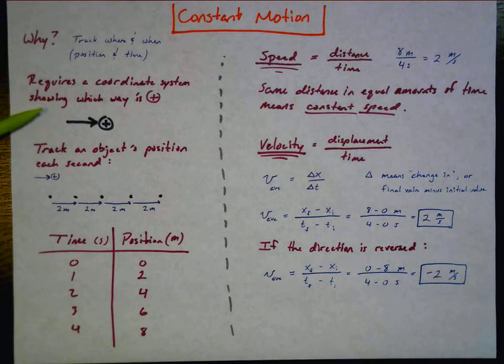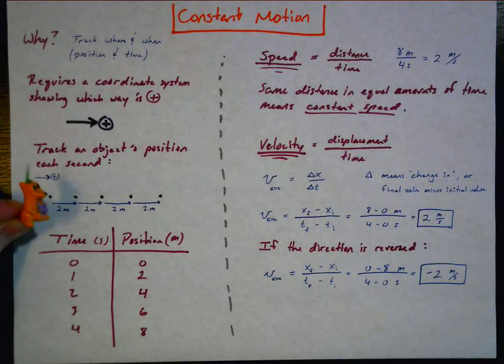In order to do this, we're going to have to deal with something called a coordinate system. Essentially, when we assign a coordinate system to a situation, we're simply saying which direction in that situation is positive. It's very important to identify that. You'll see as we go along. So we're going to look at an object, and we're going to track its position every second. In this situation, our coordinate system indicates that to the right will be positive. We can decide any direction we want, but let's just call it to the right.